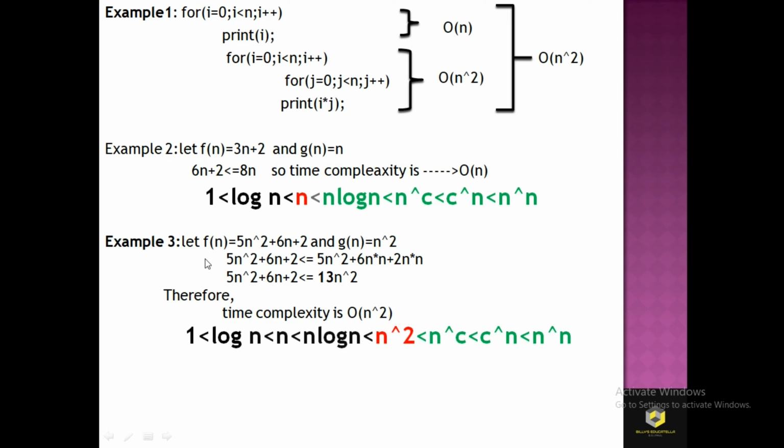Similarly, in this third example also, this is a quadratic equation. For solving a quadratic equation, make sure that the linear terms are made into quadratic terms. So here I make it quadratic, so 6n is multiplied with n, and 2 is multiplied with n square. So 5n square plus 6n square plus 2n square, that is 13n square. So the time complexity will be order of n square. So we can consider not only O of n square but also O of n to the power of c, O of c to the power of n.